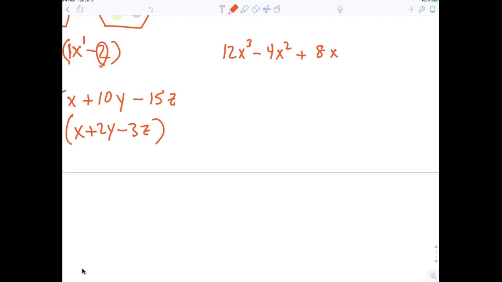Come on, guys. What is common? 4 and x. Does everybody agree it's 4x? All right, 4x. So now you just put down 4x, you open parentheses. Divide numbers, subtract exponents. So what's 12 divided by 4? x cubed, x to the second, minus 1x, and then plus, think for yourself, plus 2. Look how simple that is.